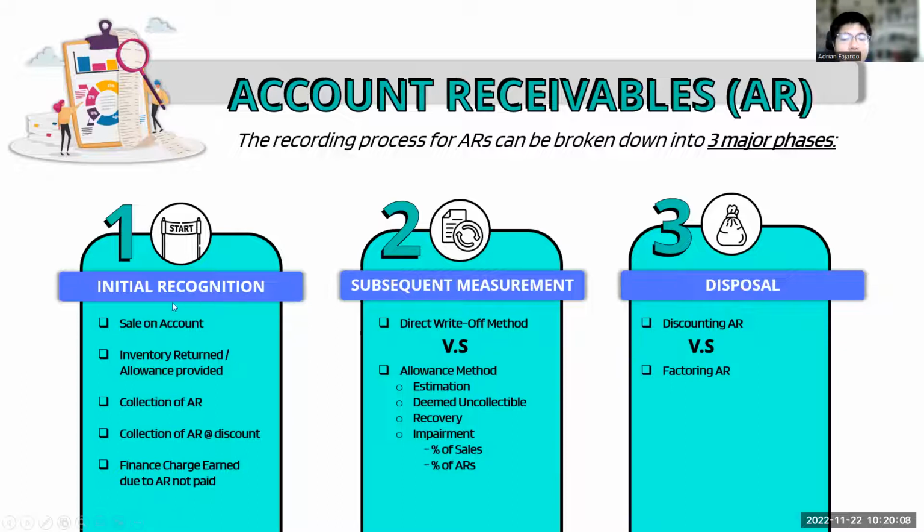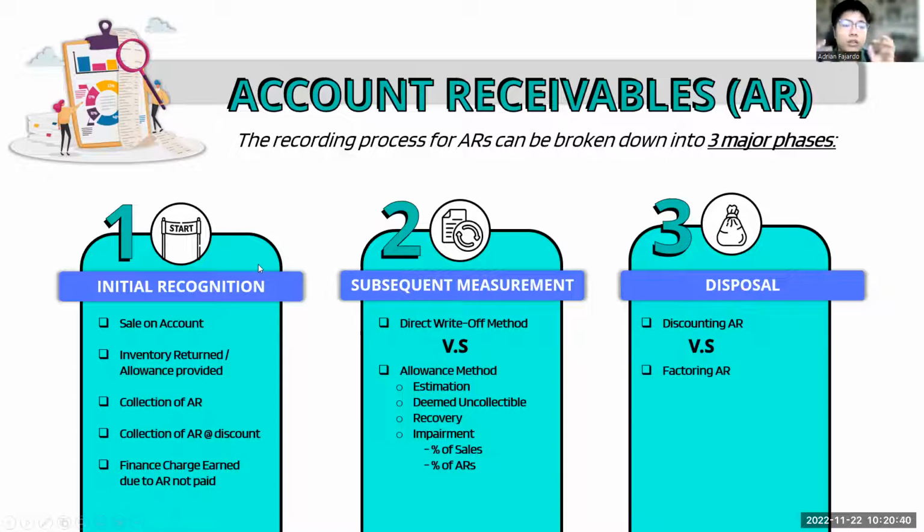So, initial recognition, we'll just go through this quickly. What's important here is that you understand the AR account and also the journal entries for initial recognition. For subsequent measurement, it's super important that you master the T accounts for allowance for doubtful accounts or ADA. And then for disposal, it's super important that you understand how to account for factoring. For discounting, you just have to understand what the difference is. But primarily, factoring is what we'll focus on.